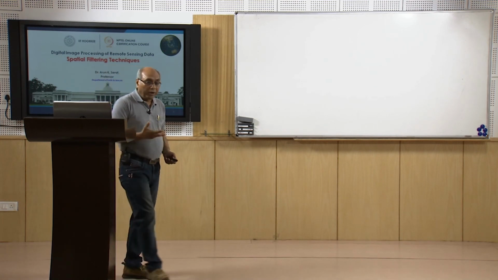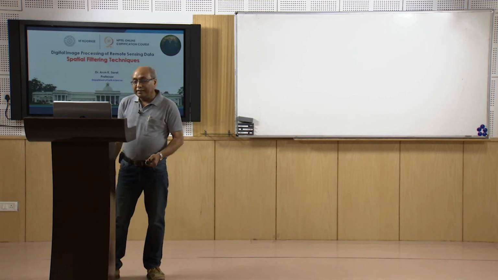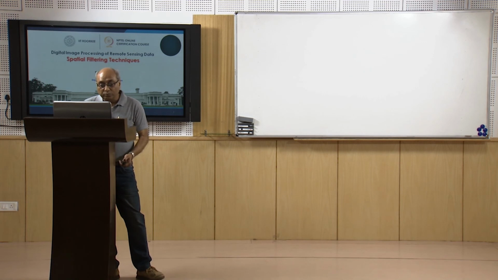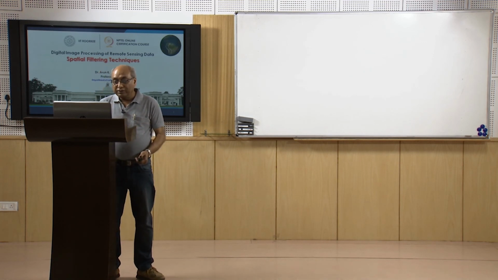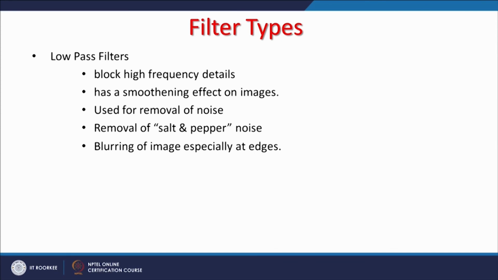So low pass filters will block or de-emphasize high frequency details, and have a smoothing effect on images. They are used for removal of noise, such as salt and pepper noise. Salt and pepper means that every alternate pixel has a very sparkly kind of appearance.